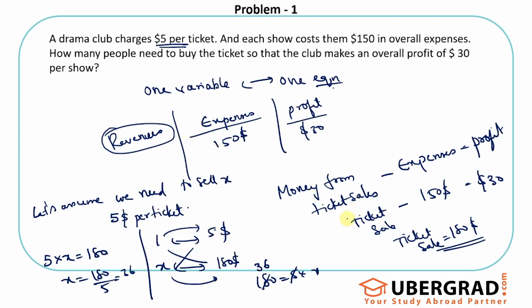First and foremost, I need to figure out that they need to sell $180 worth of tickets so that they get a profit of $30 after spending $150. Once I know that, it's pretty straightforward. $5 is per ticket, so I need to sell 36 tickets to make $180 on the whole.